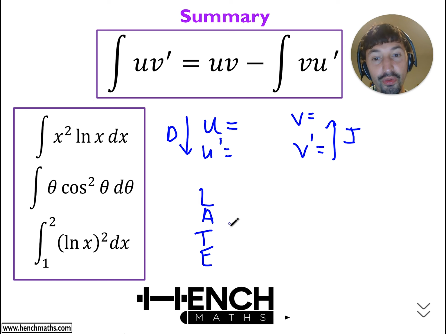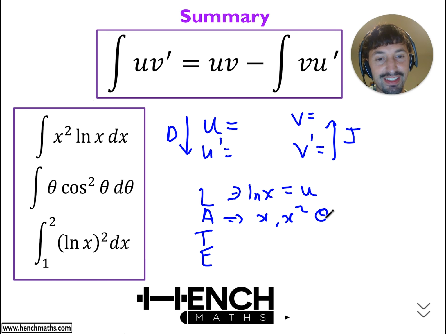And so remember that normally if there's a natural log in there, that's normally what you're going to be choosing to be your u. If not, it's going to be things like x's, x squared, or thetas, or whatever you've got in your function.